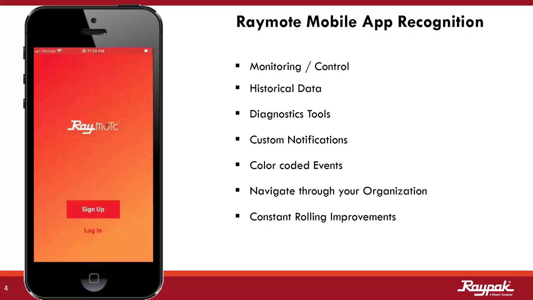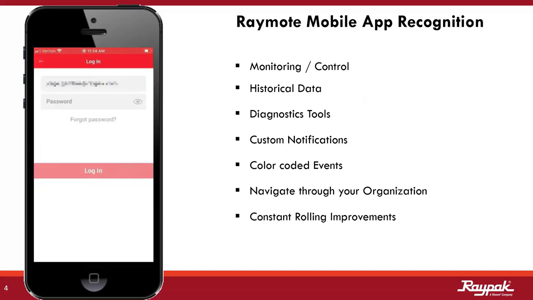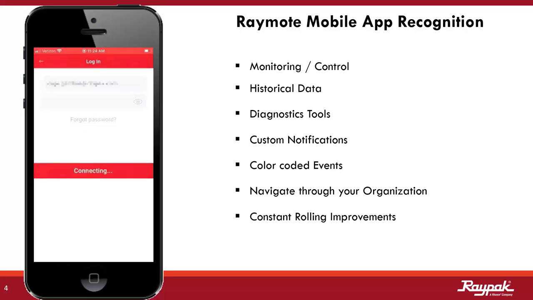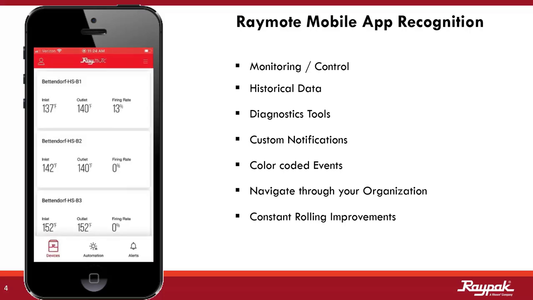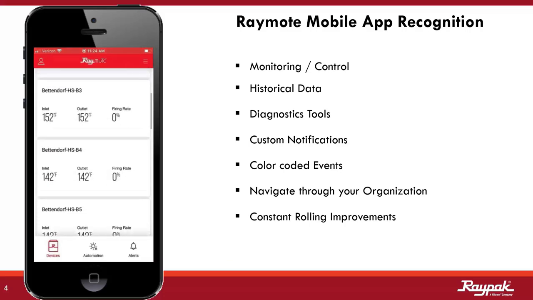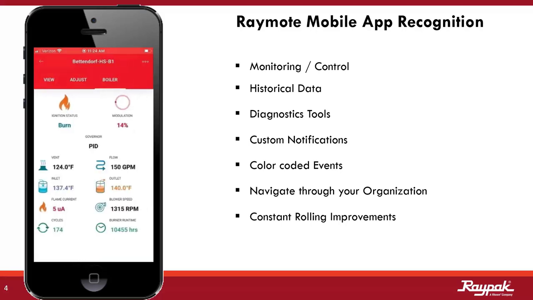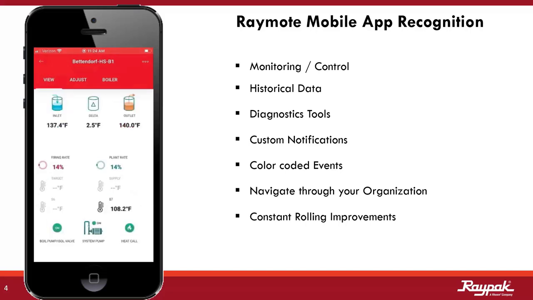Constant rolling improvements are happening, so you will notice a few screens on the app that are constantly evolving to have a better user experience. But let's go and take a look at the app really quick. So the first screen, obviously the welcome screen, asks you to provide your login credentials. And the first screen is the list of all the devices that are under your supervision. By clicking one of those buttons, you can access the data of that specific device.